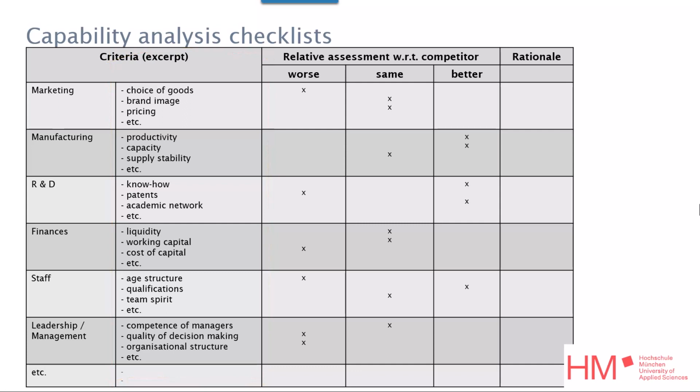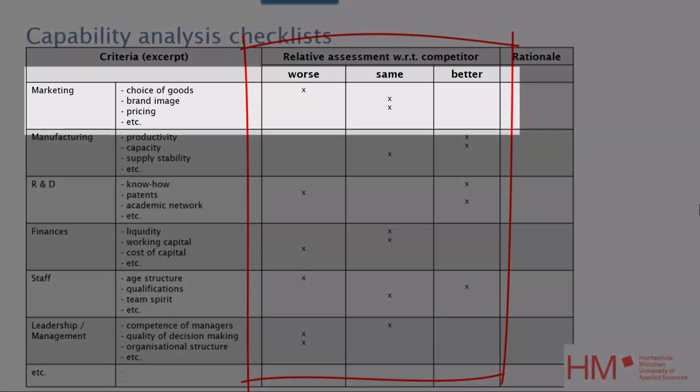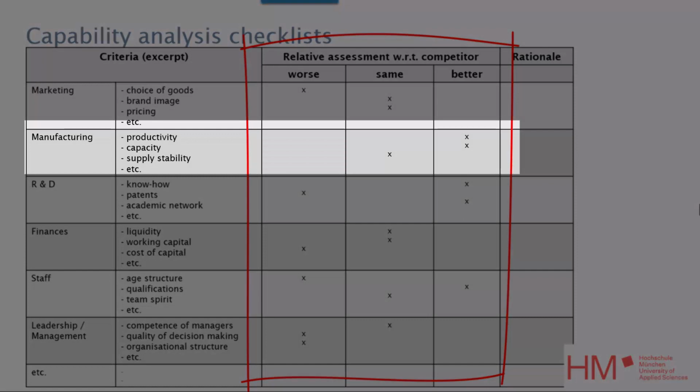And having identified these criteria, and this, I must underline, is an example. You can put in there whatever criteria you feel like having, criteria that are important to you. And then we make some relative assessments with competitors. Now here, these assessments just look like crosses under columns, right? Worse, same, better. Apparently, we're evaluating our marketing here, the choice of goods as being worse than the competitor, our brand image as being the same. In terms of manufacturing, we're saying that our productivity and capacity management is better than competitors.